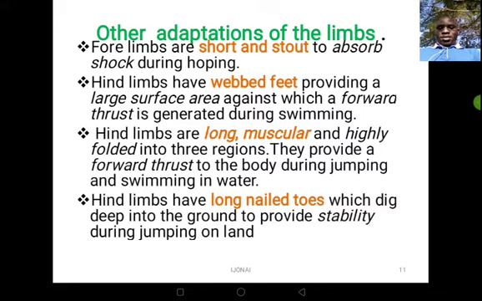The hind limbs have long-nailed toes, which dig deep into the ground to provide stability during jumping on land, and also for burrowing, especially for the toads.